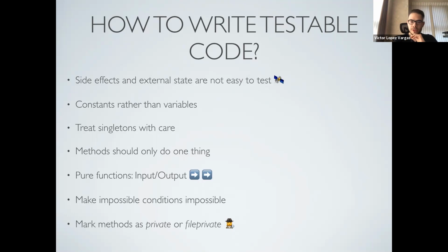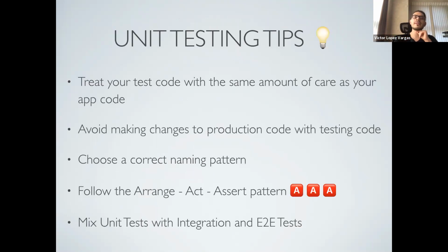So now that we talked about how to write testable code, we can come back to unit tests. Here are some unit test tips on how to write better unit tests. The first one is to treat your test code with the same amount of care as your app code. Most of the time we do unit tests again at the end, and we don't give them as much importance as production code, but it's very, very important to do so.